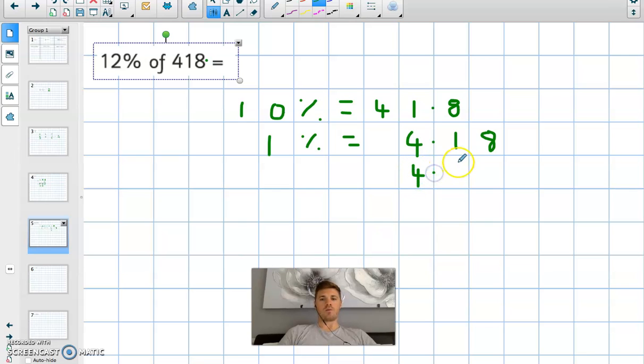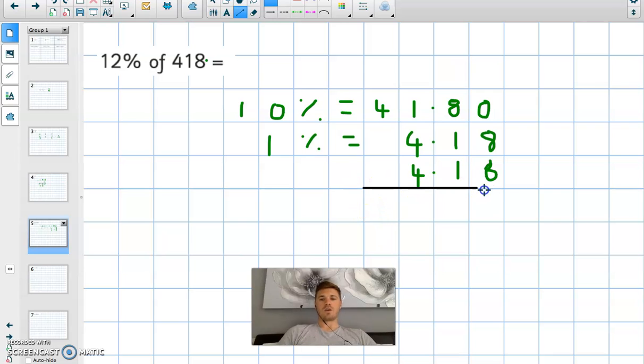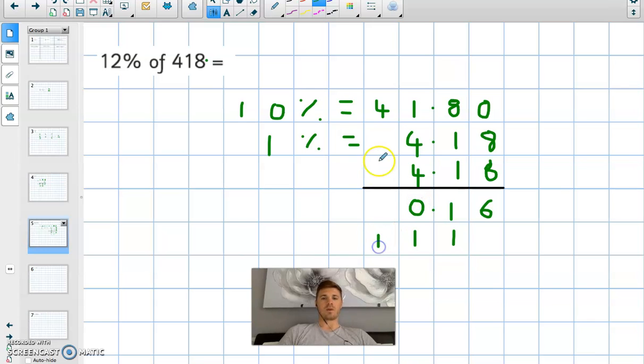So if I put another 4.18 below there, I'll put a placeholder in here. I just add each of those digits up together. So 0 plus 8 plus 8 is 16. Carry the 1 over. 8 plus 1 is 9, plus 1 is 10, plus 1 is 11. Drop your dot down. 1 plus 4 is 5. 5 plus 4 is 9, plus 1 is 10. Carry the 1 over, and then 4 plus 1 is 5. So 50.16 is your answer. That is 12% of 418.